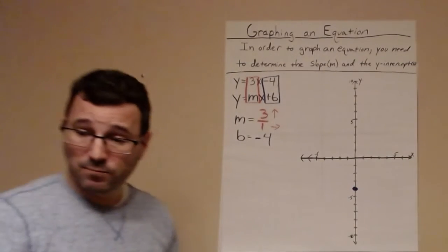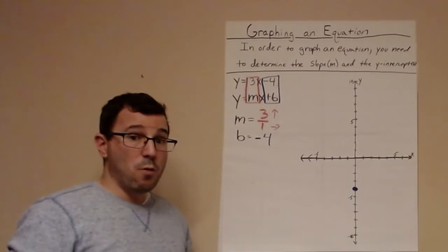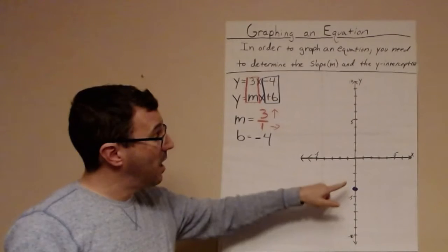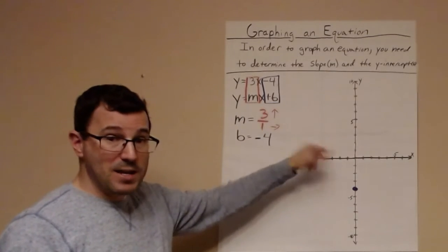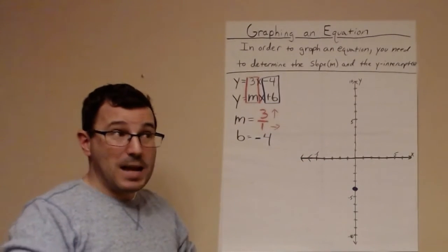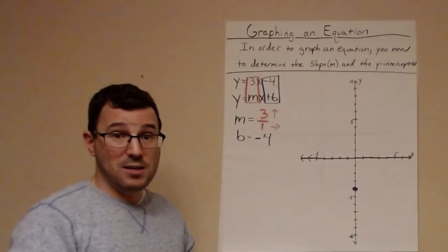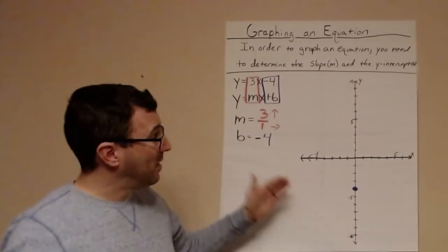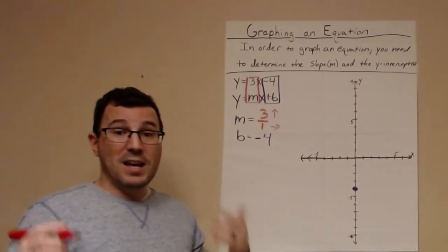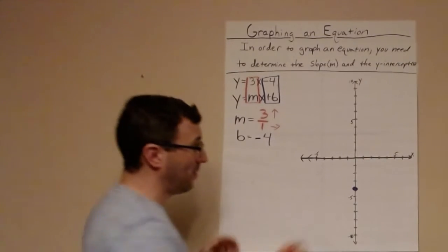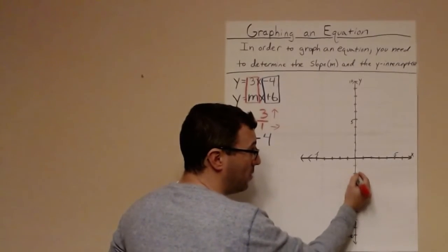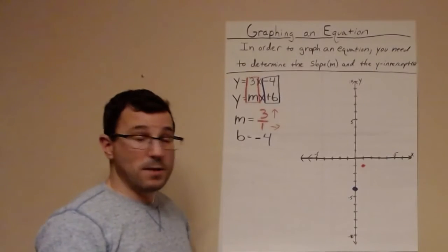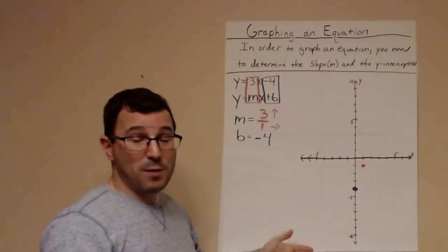And then I need more points. So from this point, I'm going to count up 3 and to the right 1. And I can do this as many times as I need to. I could do it once, I could do it twice, I could do it until I fill up the graph going left to right. So 1, 2, 3, 1. There's my next point. If I wanted to, I could draw my line right now.